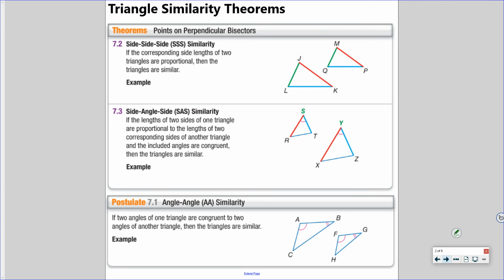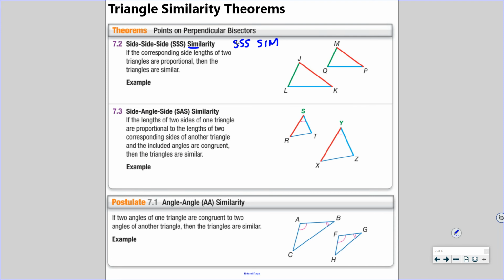So look at this first theorem. Side, side, side. That looks familiar. This theorem says that if the corresponding side lengths of two triangles are proportional, then the triangles are similar. So I'm not checking for congruent sides, I'm checking for proportional sides. So there's a difference between side, side, side and this theorem. This one I often abbreviate. You can still do side, side, side, but you've got to do side, side, side, sim. Obviously short for similarity. Okay?